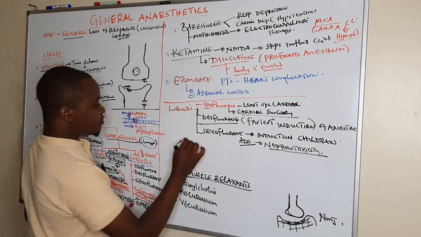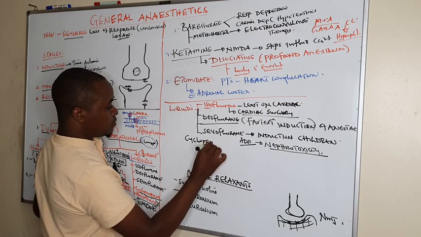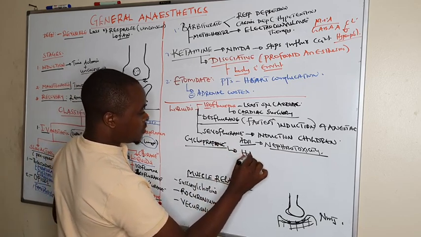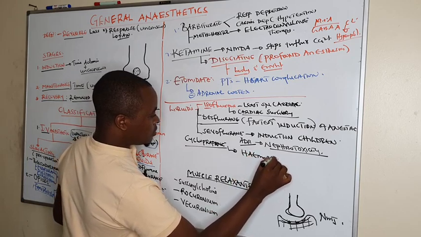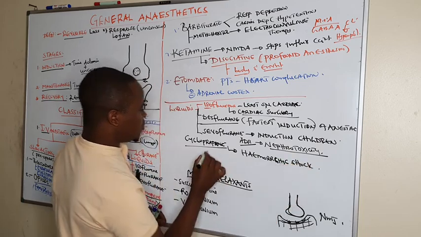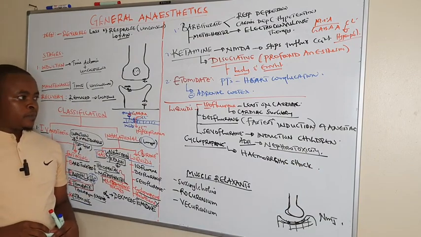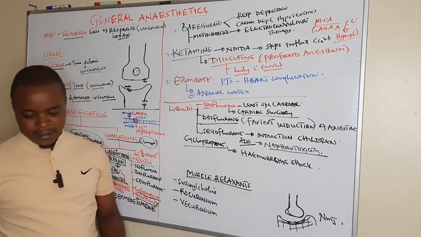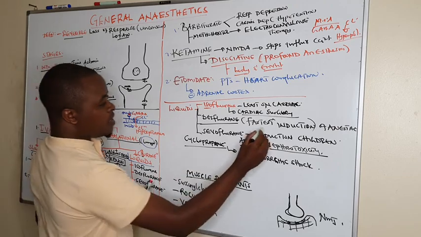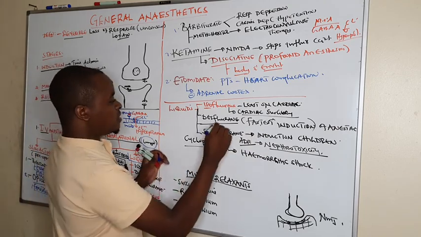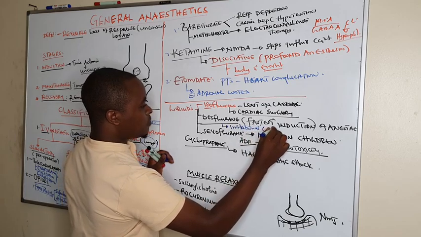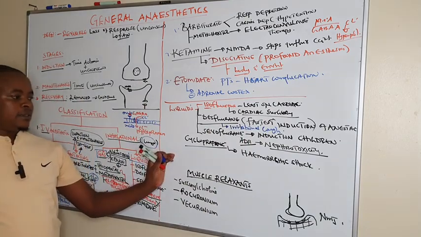cyclopropane, which we saw here, which is also a liquid, is used in hemorrhagic shock. People with hemorrhagic shock, we can use cyclopropane. So this is what we can see in these drugs. Apart from desflurane being the fastest, its major side effect is that it causes irritational cough. So that is its major side effect.